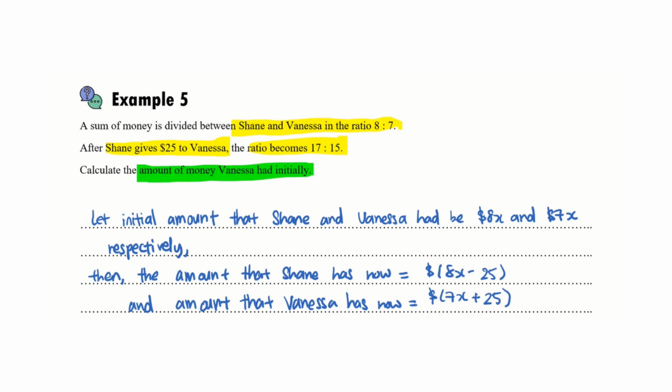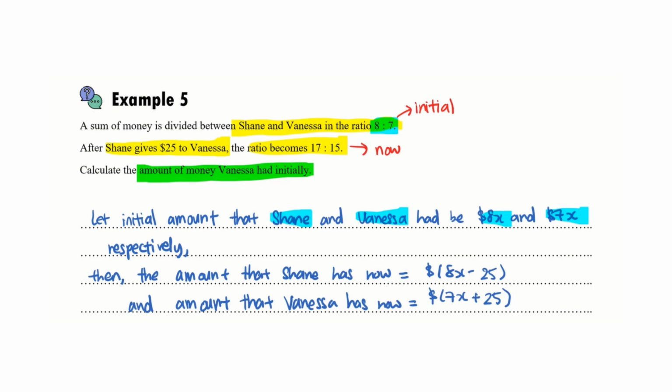So what we need to first understand is that 8:7 is the initial ratio, and 17:15 is the ratio for now. For ratios, we can also express it as fraction. That is a very important concept and rather interchangeably used. So what we will first do to introduce algebra into the question such that we can solve things easily, we will let the initial amount that Shane and Vanessa had be $8x and $7x. So Shane has $8x, Vanessa $7x, and that is because of the ratio 8:7.